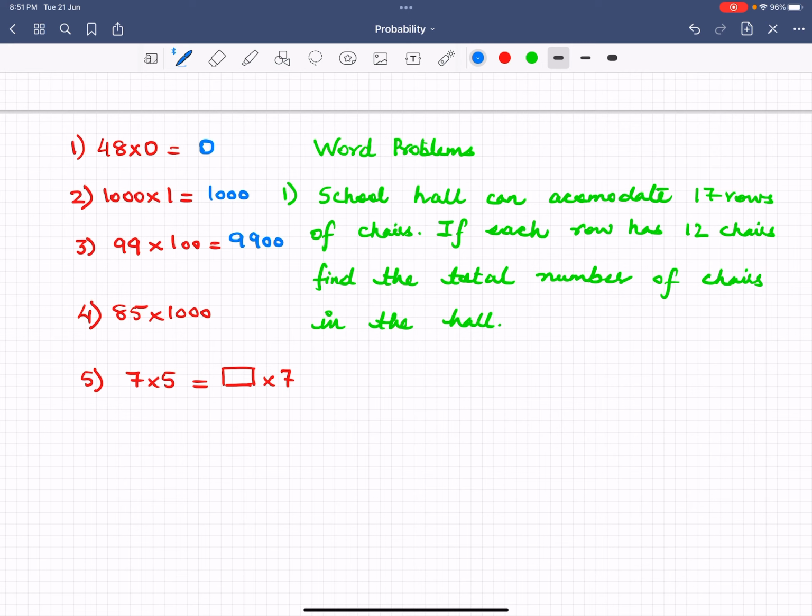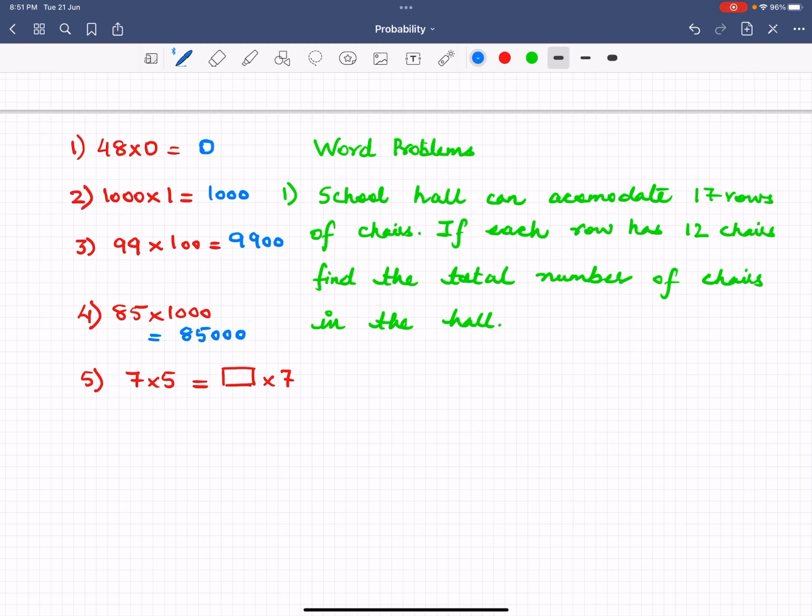Next question, 85 into 1000. Again, this is a multiple of 10. Therefore, again we can add zeros. So 85 into 1000 would be 85,000.